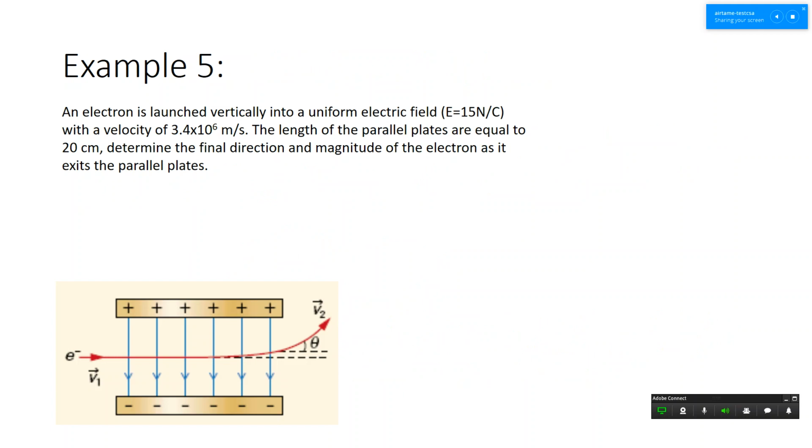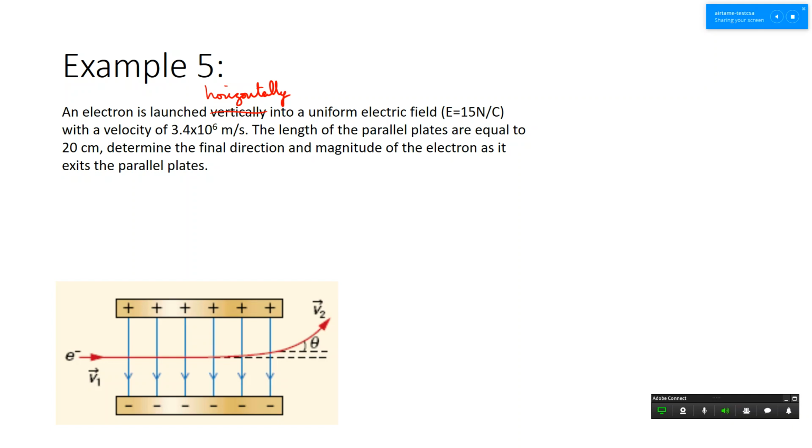So I have an example here. An electron is launched, I wrote vertically, but I actually meant horizontally. I launch an electron horizontally into a uniform electric field. It's important that it's uniform, otherwise we wouldn't be able to do this kind of problem. If the electric field were changing, then the acceleration would also be changing, and we've never learned the math to do that. So we're not going to deal with a non-uniform electric field in this kind of problem.